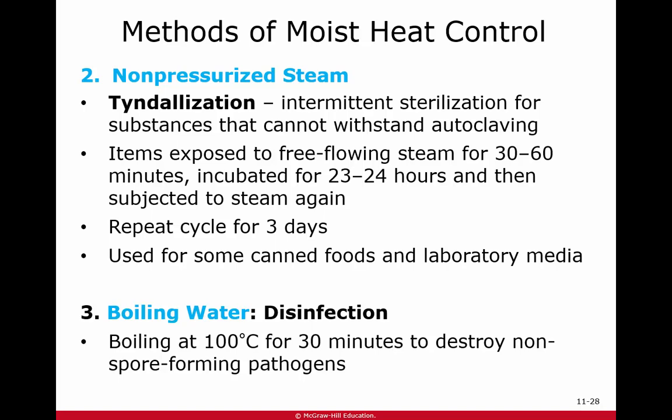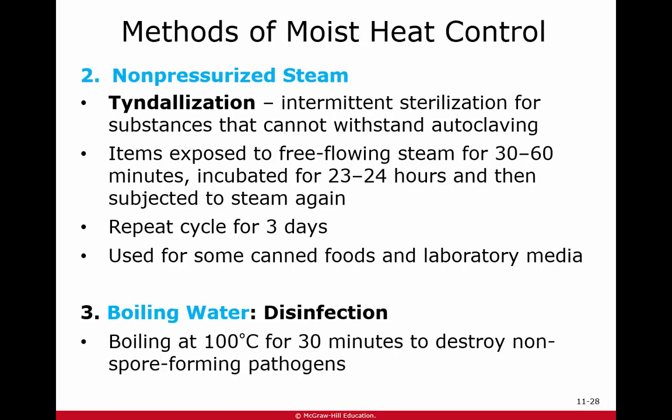A second method of moist heat is non-pressurized steam. It's still going to get pretty warm, but because it doesn't add pressure, this one is going to be more time consuming. You'll see it says that this can actually be from 30 to 60 minutes, whereas remember the autoclave only required 15 minutes. The other thing with non-pressurized steam is it's typically a cycle that has to be repeated. We use this a lot in the canning industry, and sometimes we'll use this with making media in the lab.